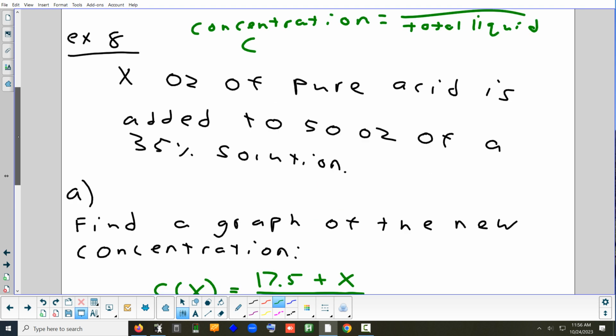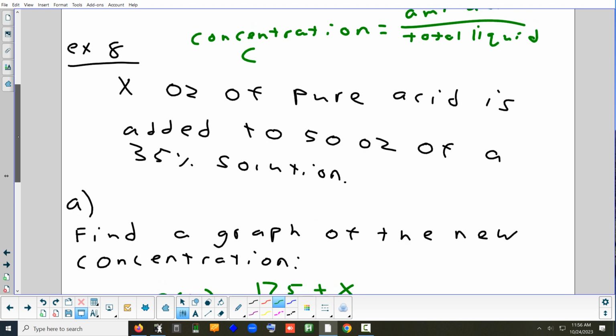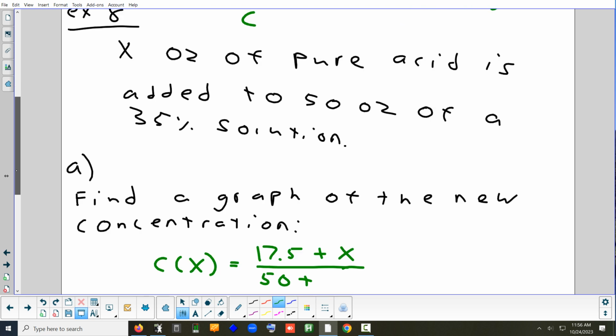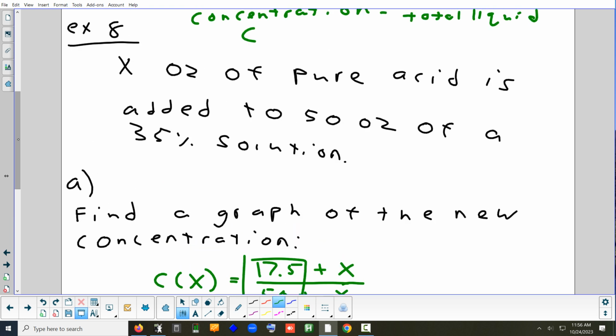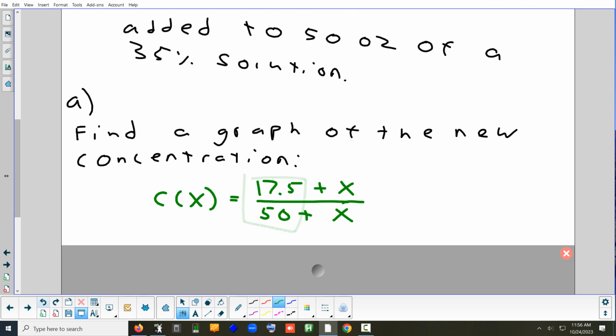What does the problem say? How much liquid are we adding? Yeah, we're adding X. So that is your new concentration. This is basically the original right there. If you take 17.5 and divide by 50, you'll get 35%. And we're adding in X ounces.